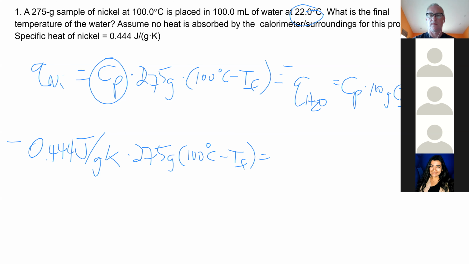Zero point four one eight four joules. Multiply that by 10, it's 4.184. Remember, water's specific heat is really high. It's almost 10 times as much as nickel. So 4.184 joules per gram Kelvin times 100 grams times TF minus 22 degrees.